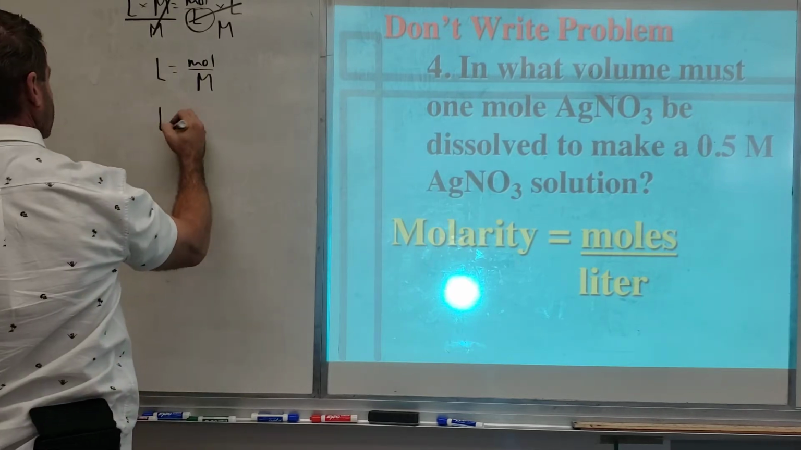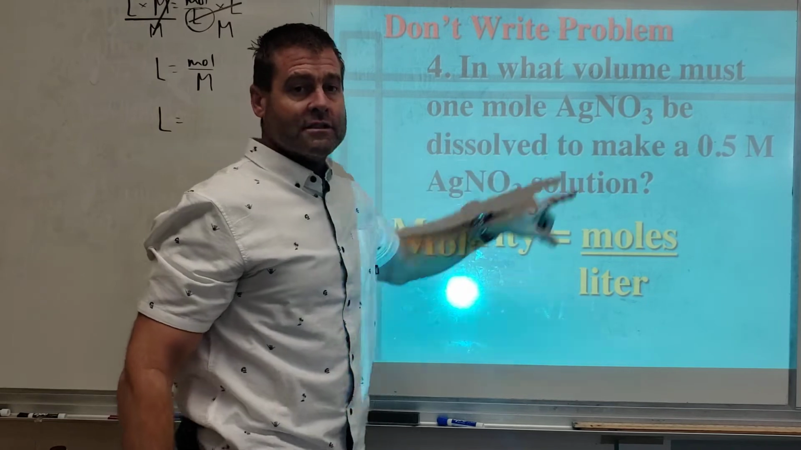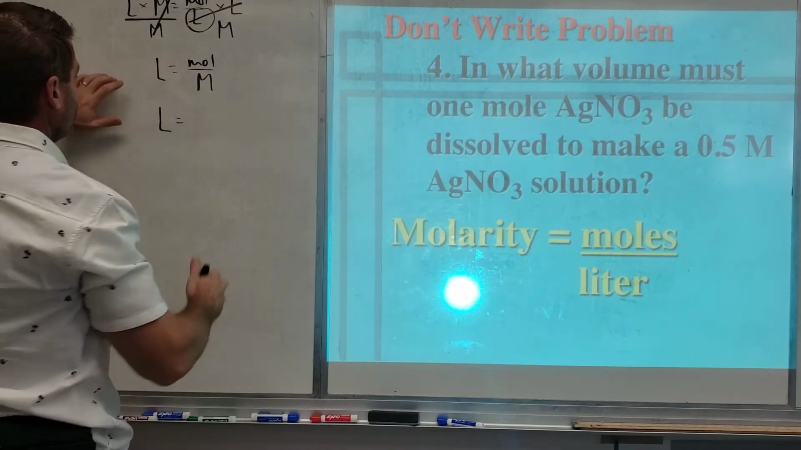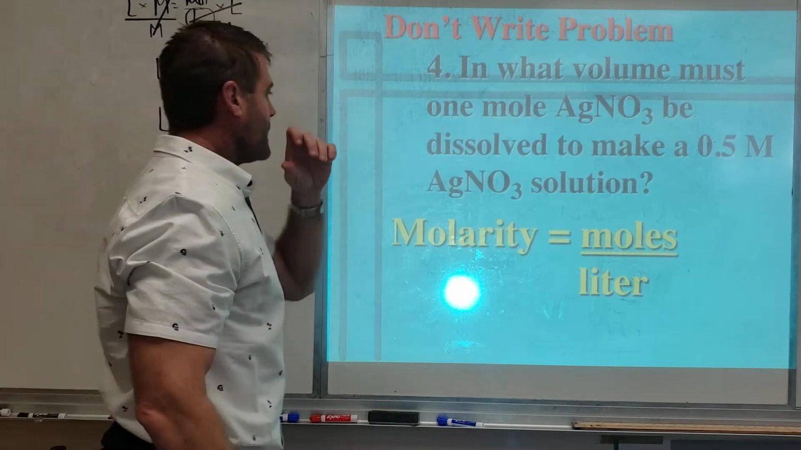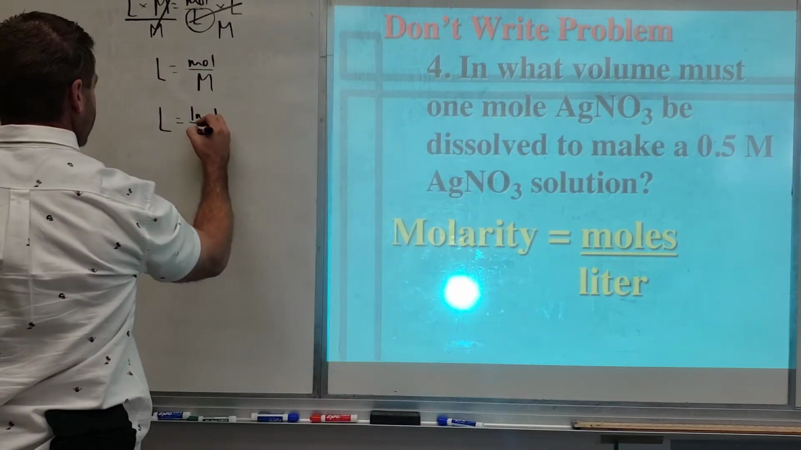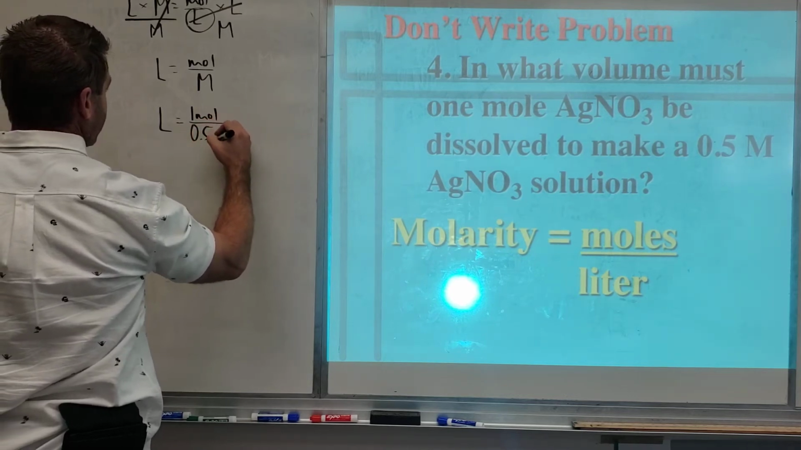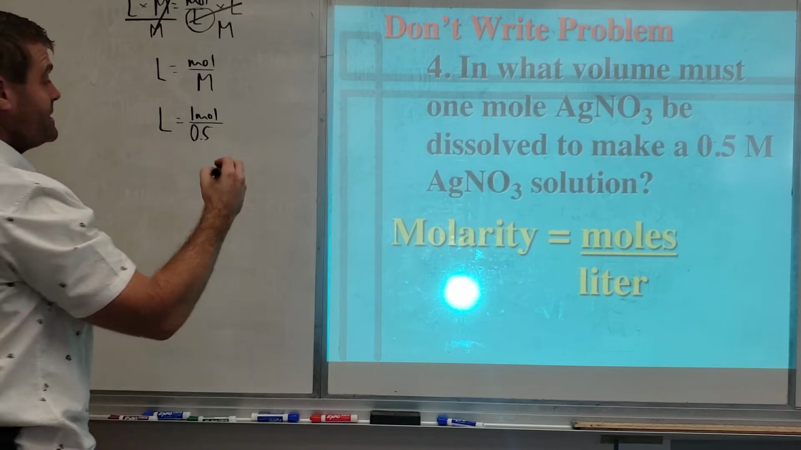So now let's see if we have the information. We know we have 1 mole of our silver nitrate. Oh, so that's my solute. So I have 1 mole, divided by the concentration. The concentration is 0.5 molar. So notice if I put 0.5 with a big M here, there's nothing to cancel out. When you put molar, remember what molar means? It means moles per liter.